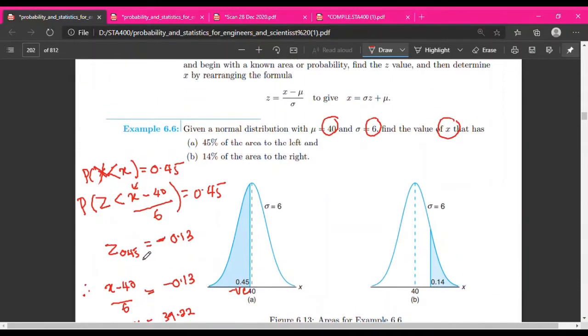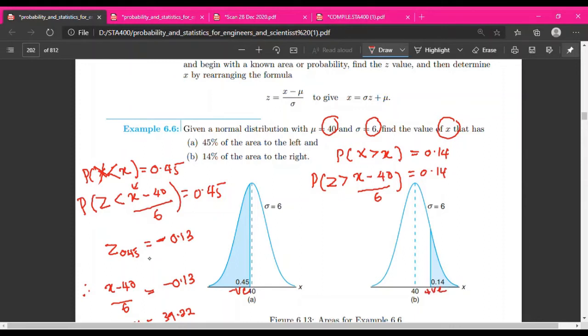Okay, this one is for 14% of the area to the right. Probability of X more than some value of x. The probability is 0.14. So, as usual, convert to z. So, x minus the mean divided by the standard deviation equals 0.14. This 0.14 is a small value, right? The probability is small and it is more than. So logically it is on the positive side.